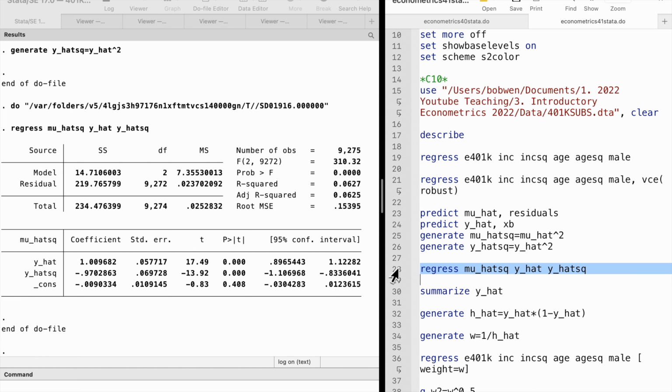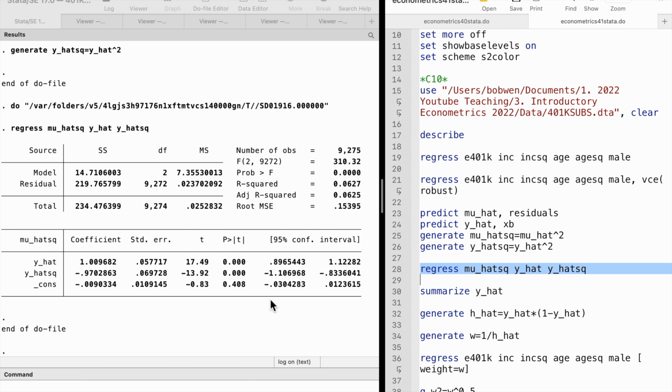The coefficient on y hat is 1.0097, close to 1, and the coefficient on squared y hat is minus 0.9703, close to minus 1, and the coefficient on the intercept is close to 0.